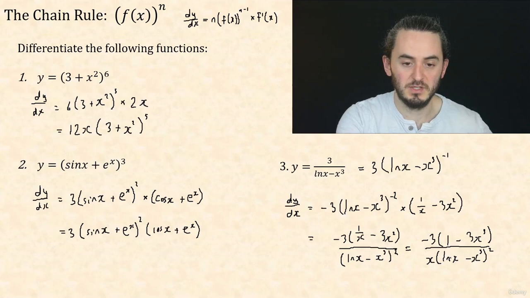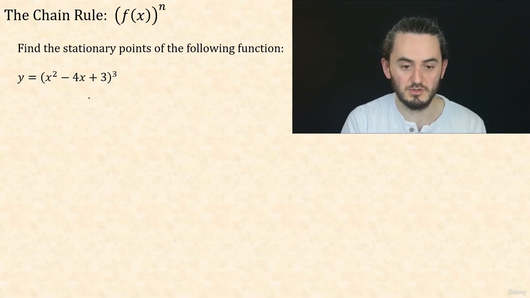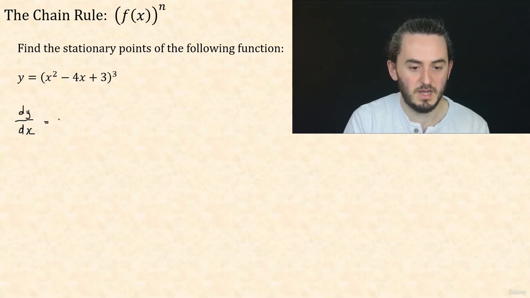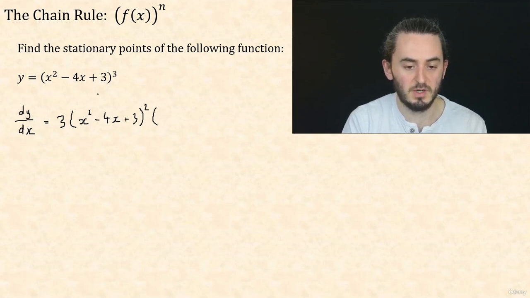Okay, let's have a look at how we use this. Find the stationary points of the following function. Well, stationary points is just when the derivative is equal to 0. So I apply my chain rule. Power comes down to the front, then the power drops by 1, and then multiply by the derivative of what's going on in the bracket.